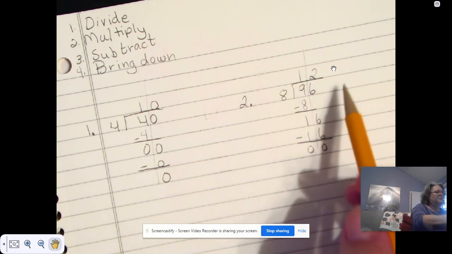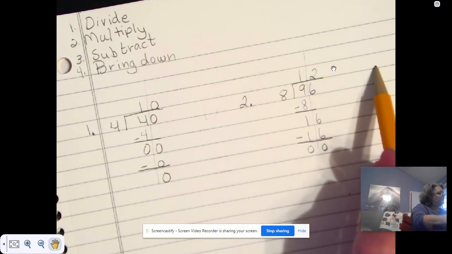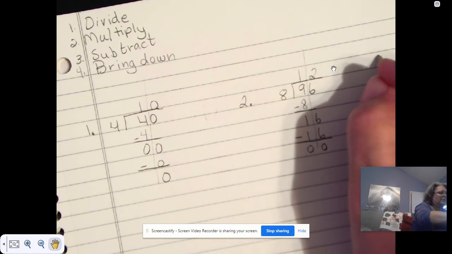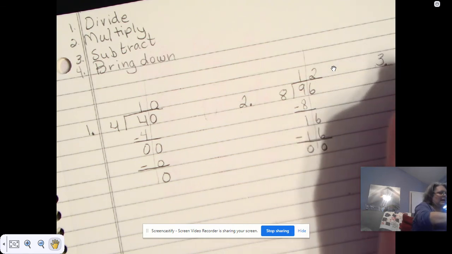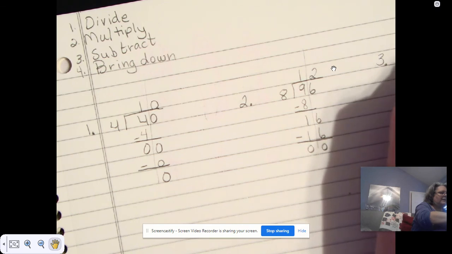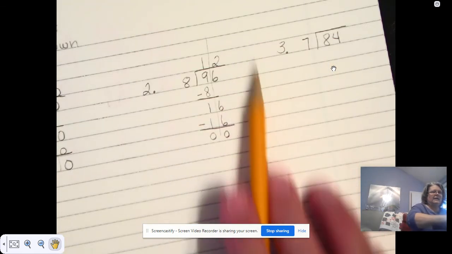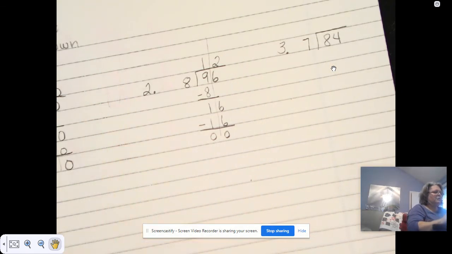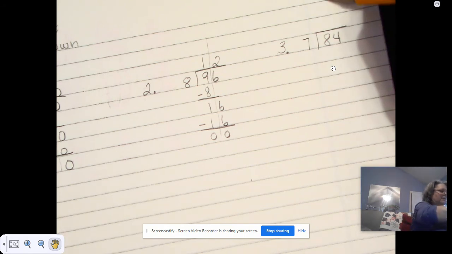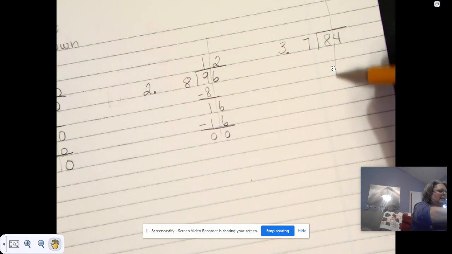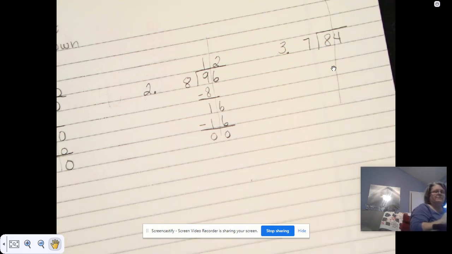We're going to write down our next problem. I'm giving myself some space, so I'm putting my 3 over here, and 7 is the divisor, divided by 84. Notice how there's space between my problems. We can use as much paper as possible. You want to be able to see your numbers and know what you're working with. I'm going to draw my nice, long, but light line there.